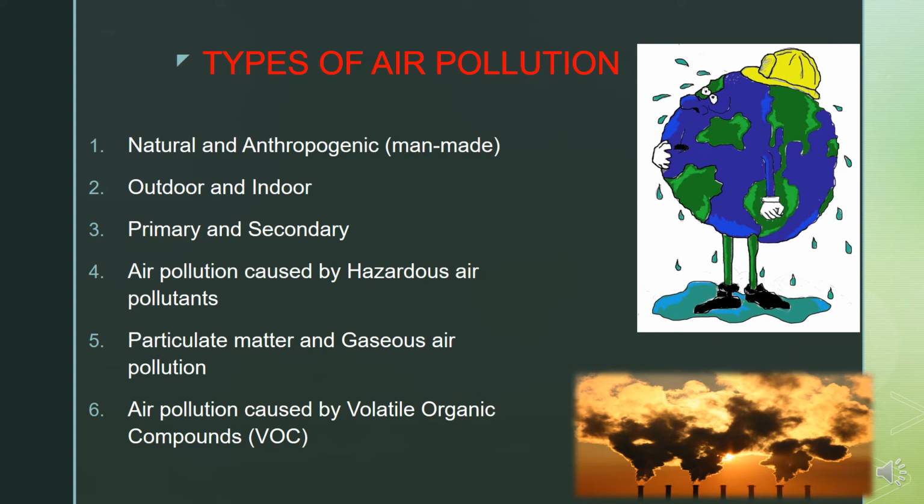Coming to the types of air pollution, they are mainly classified into two, that is natural and man-made or anthropogenic. There are certain other types of air pollution such as outdoor and indoor air pollution, primary and secondary air pollution, air pollution caused by hazardous air pollutants, particulate materials and gaseous air pollutions, air pollution caused by volatile organic compounds, VOC. These are the other types of air pollution other than natural and man-made air pollutions.